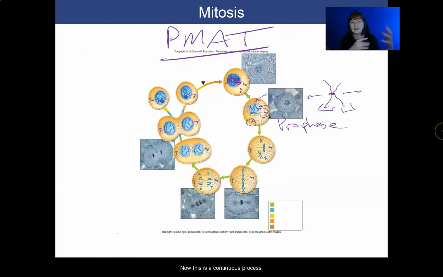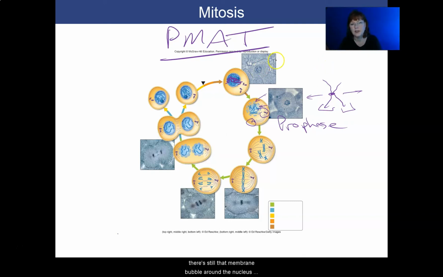Now, this is a continuous process. So it's not like a cell does prophase and then it stops and says, I'm done with prophase, now I'm going to wait and move on to metaphase. It's a continual process. So if I have a cell and I want you to identify what phase it's in, it's going to be kind of right in the middle of that phase, so it's easy to identify.